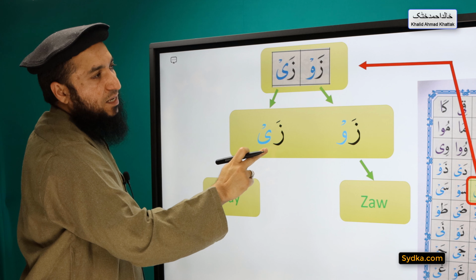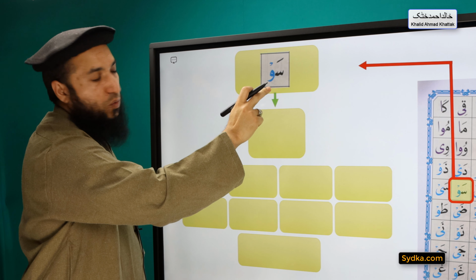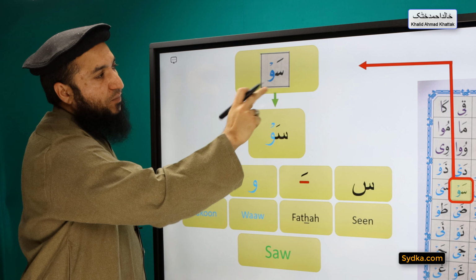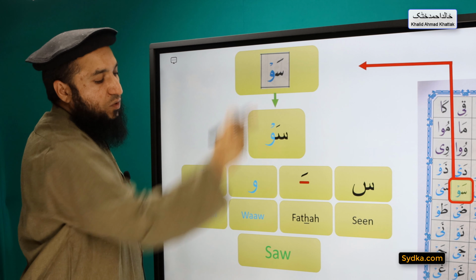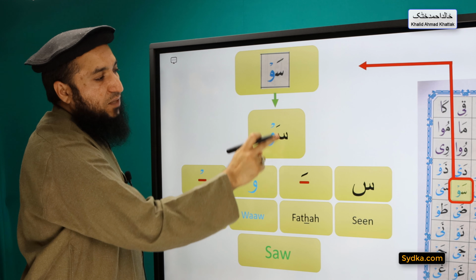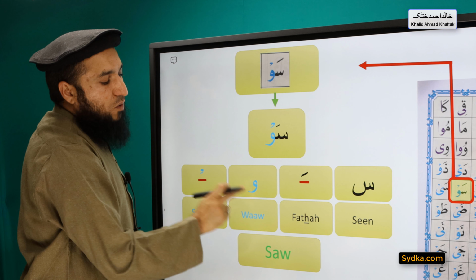Zaw Zay. The next syllable we have is Sin Fatha Waw Sukoon Saw. Sin is a light letter. It has Fatha on top of it. It is followed by Waw, and Waw has a Sukoon. Sin Fatha Waw Sukoon Saw.